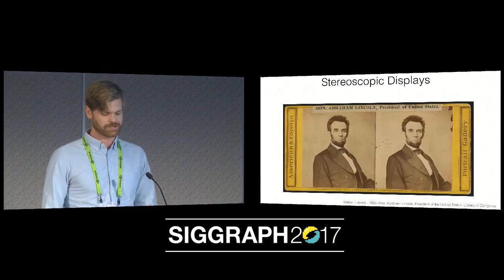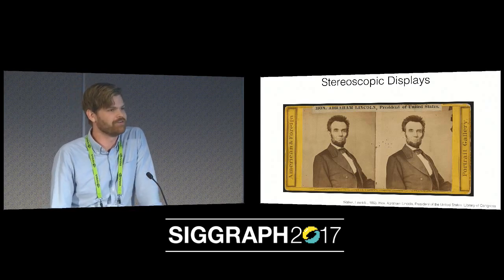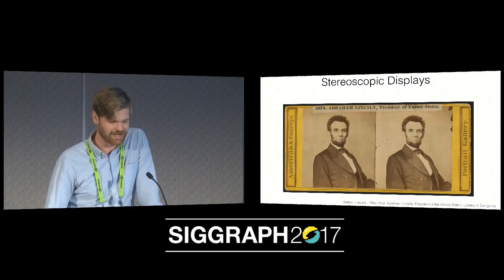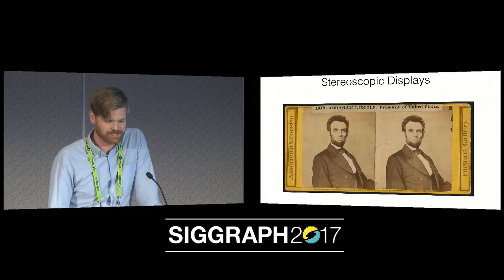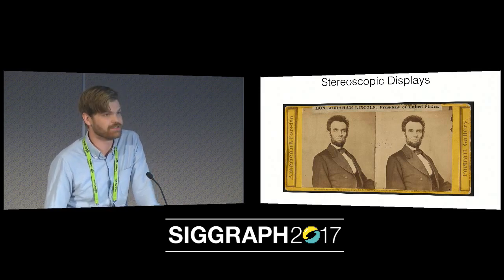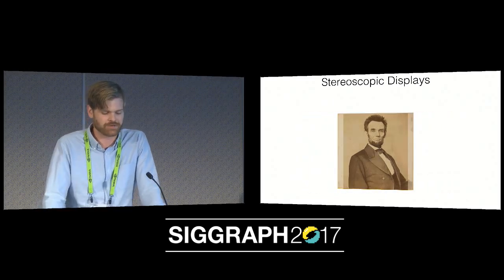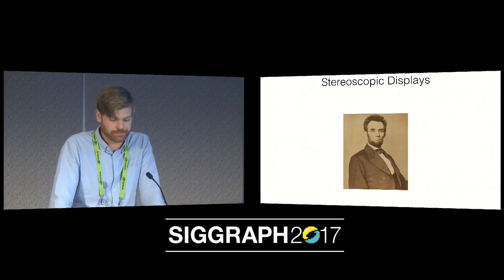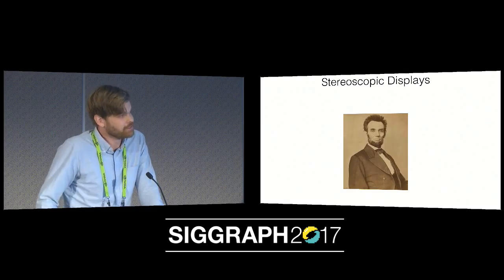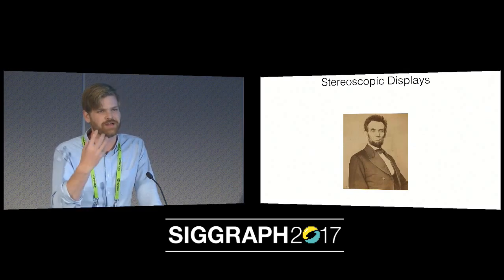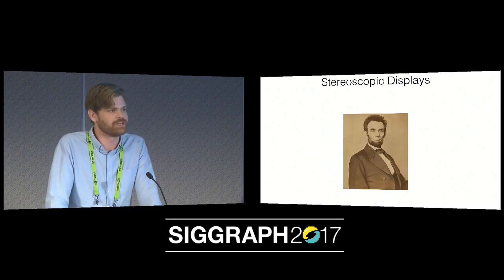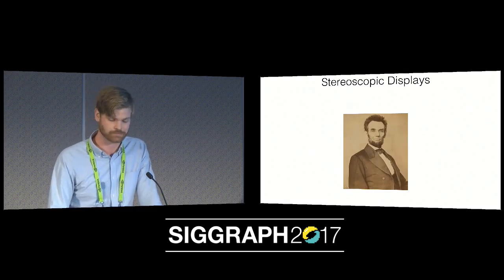So stereoscopic displays, as Gordon mentioned earlier, have been around for a long time. Back in the 19th century, actually. The idea of a stereoscopic display is that we present a slightly different image of the same scene to each eye. As you can see here, these two images look very similar, but as it's flipped between them, it's actually pretty obvious that they're slightly different. So if we were to put on an old school Viewmaster, essentially, and look at this Abraham Lincoln, he'd have this kind of three-dimensional structure to him. We'd think that he's kind of popping out of the screen.